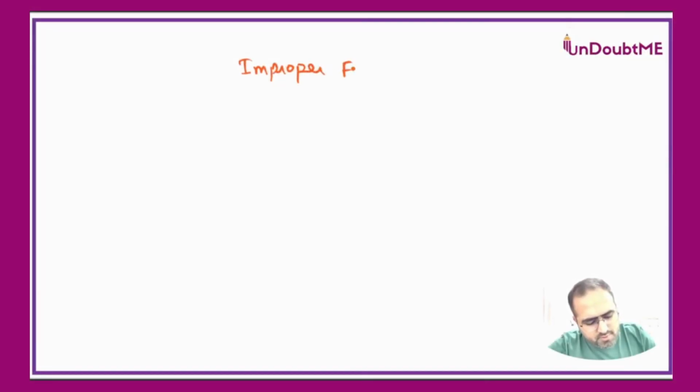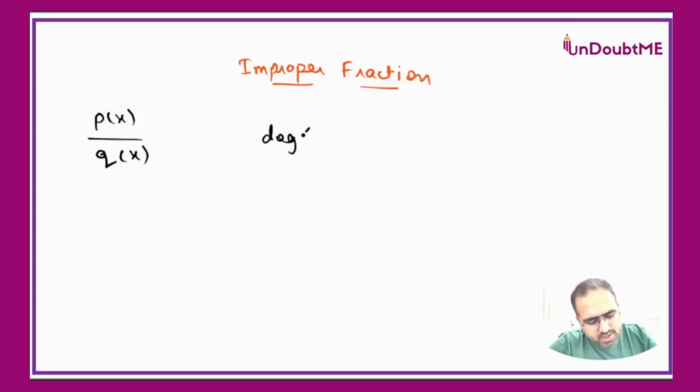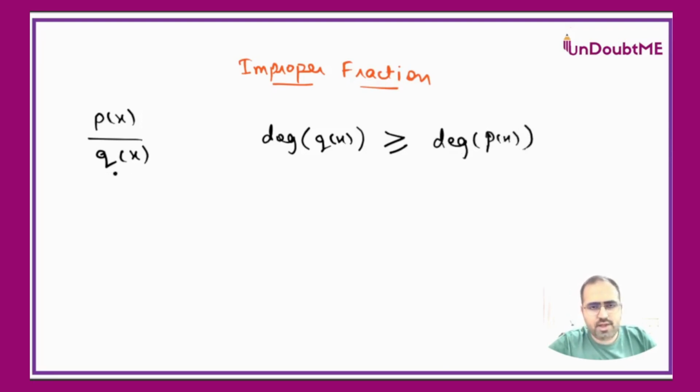What are improper fractions? Whenever the degree, meaning the highest power, of the denominator is either greater than or equal to the degree of the numerator. Basically, if the power of x in the denominator is equal to the power of x in the numerator, or if it is more than that of the numerator, we call such fractions improper fractions. And we cannot directly go with partial fractions for such expressions. So we have to make certain changes, and only then will we be able to move forward.